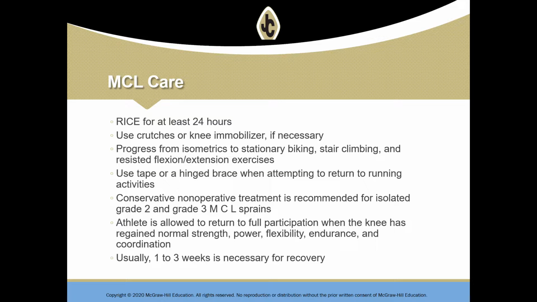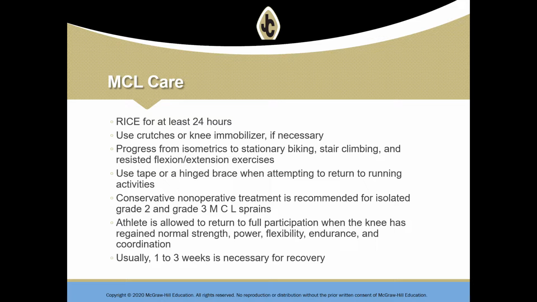And it's also very likely that the ACL would be involved in this. That's what we call the terrible triad, where you have an MCL, a medial meniscus, and an ACL tear. Obviously, in that case, we've got to get surgery, especially if you're going to continue as a competitive athlete.